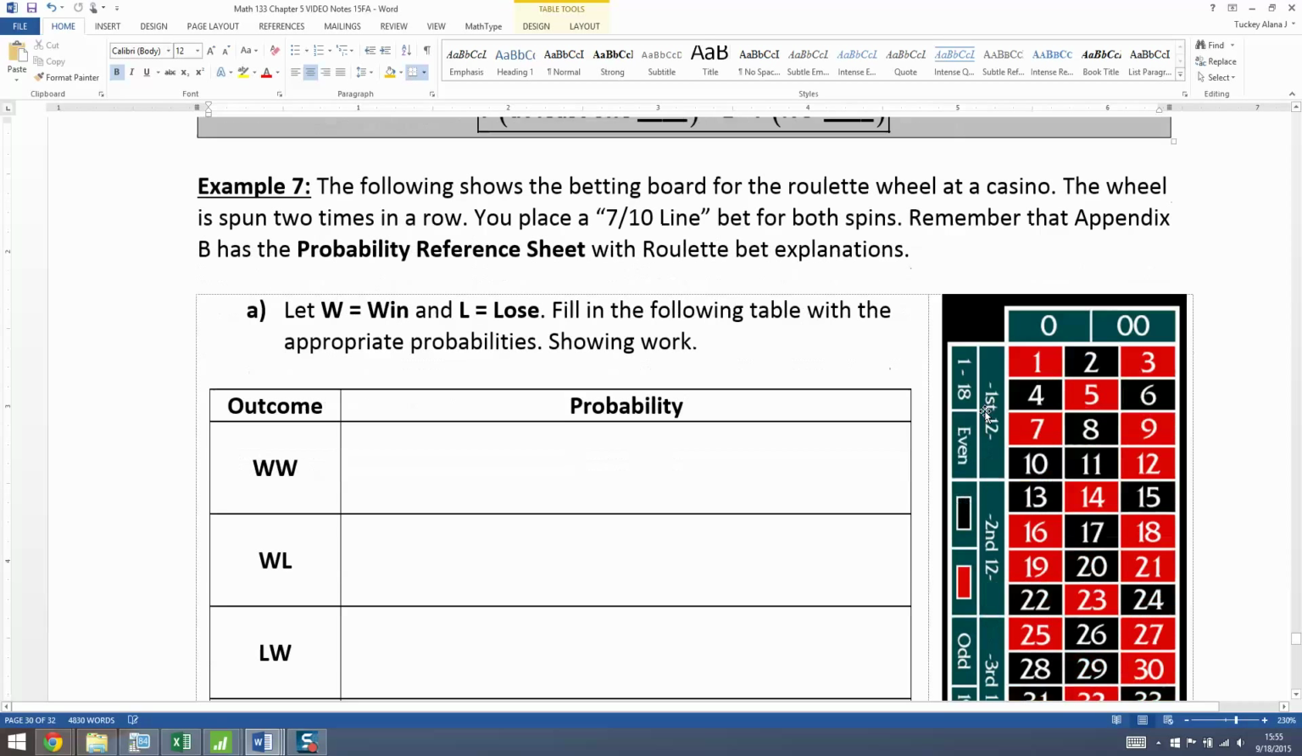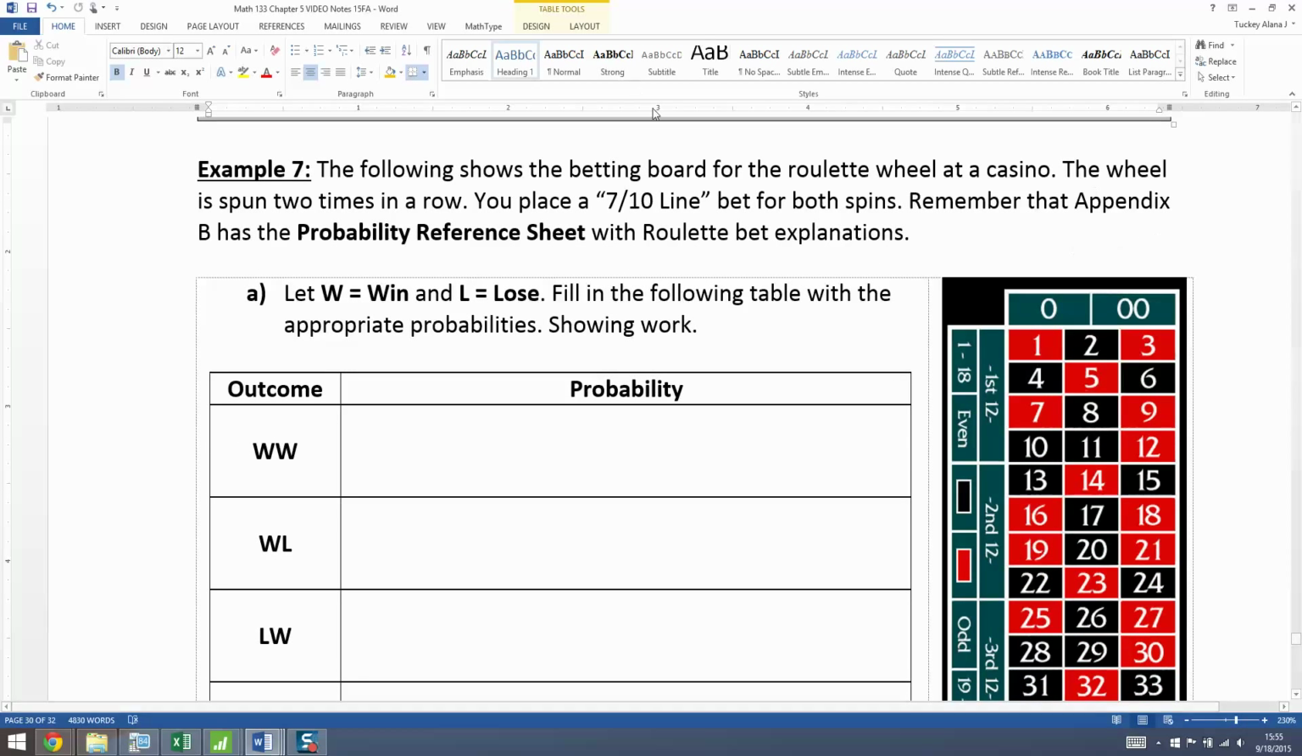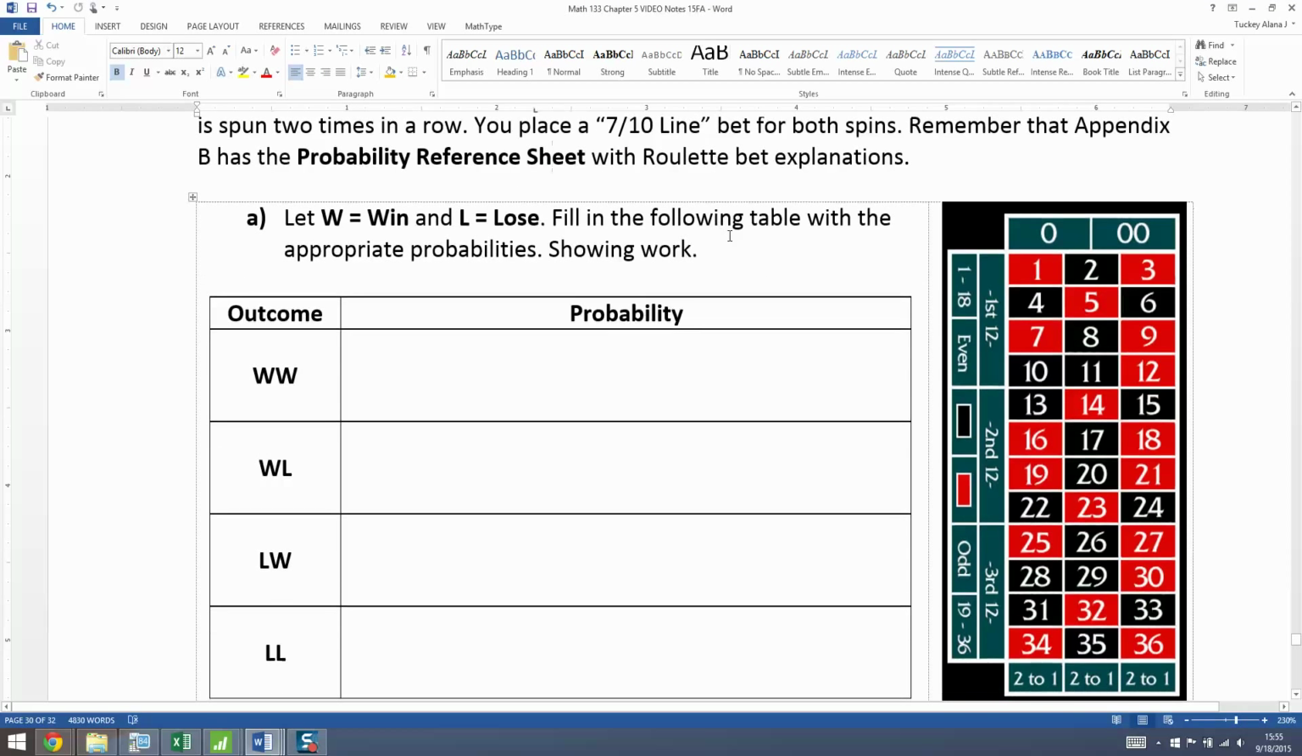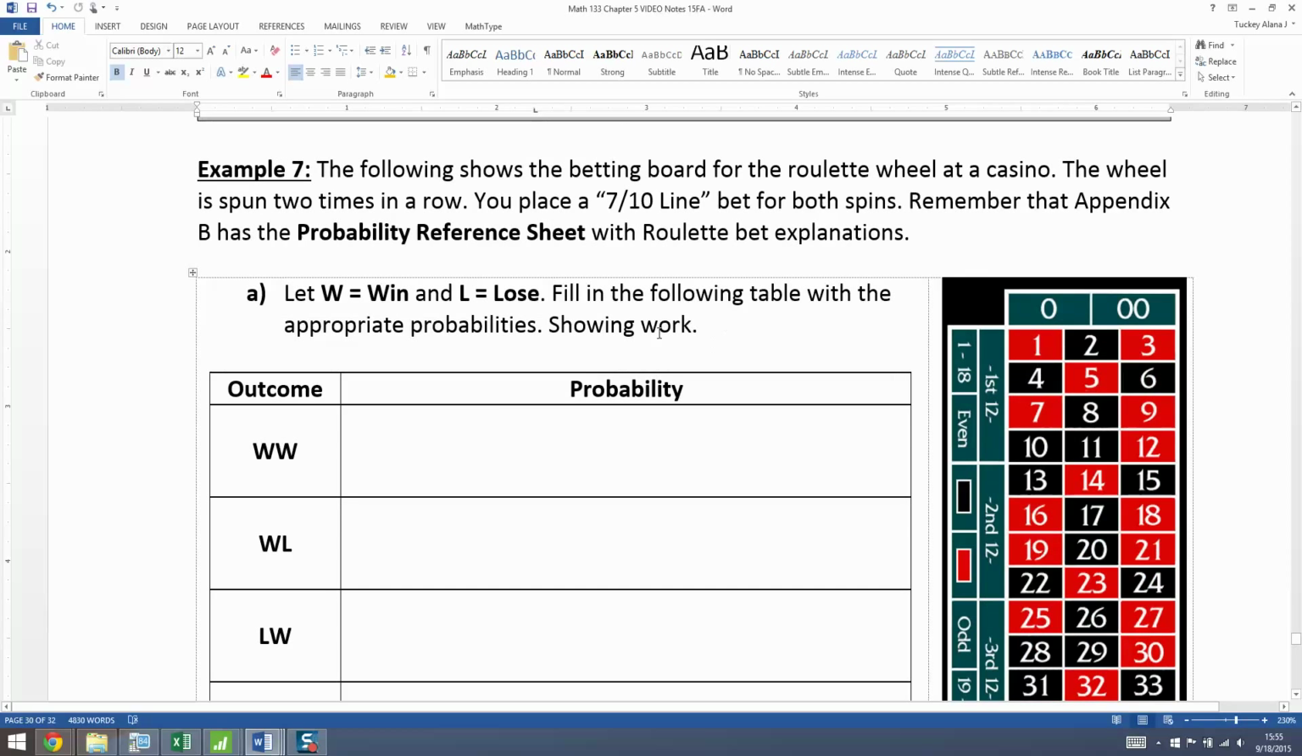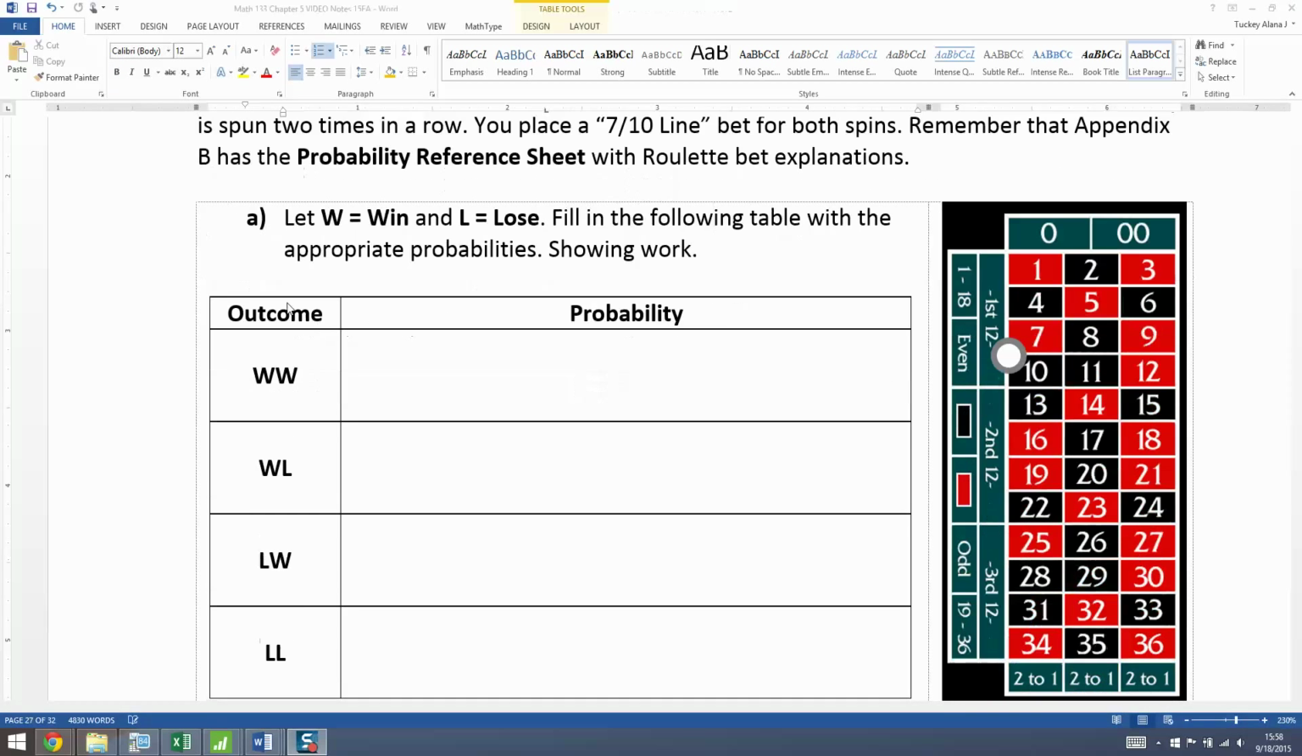So we're going to look at the roulette wheel yet again. We're going to spin the wheel 2 times in a row, and you're going to place a 7-10 line bet for both spins. Remember that Appendix B tells us what a line bet is. The 7-10 line bet means that you put your chip on the line between 7 and 10, which means you're betting on all 6 of those numbers on that line. If you're going to let the bet ride, you leave the chip there.